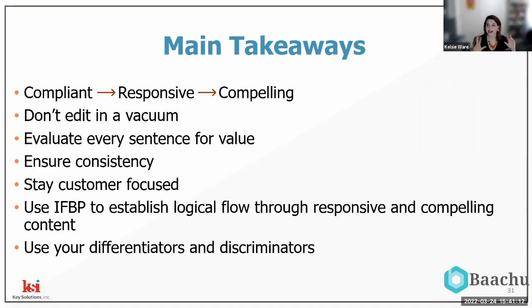And then using that IFBP method to establish logical flow through your responsive and compelling narrative, and then making sure that you know the difference between your differentiators and discriminators, and that you are using them to make yourself as compelling as possible, and finding areas where you can use discriminators to develop ghosting into your narrative. So those are my tips on adding responsiveness and compellingness. As Bhaskar said, it is now Q&A time.